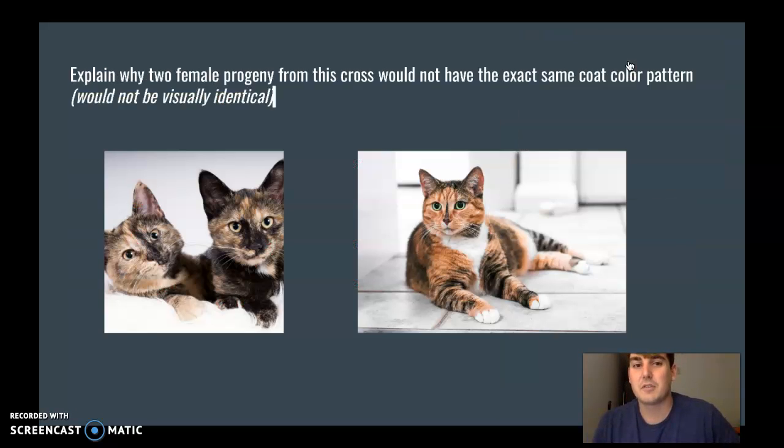2 female progeny from this cross would not have the exact same coat color pattern because male cats are typically either solid orange or yellow or solid black because they only have 1 X chromosome. But it is uncommon for female cats to receive 2 of the same alleles for fur color because they can receive 1 allele on 1 X from one parent and another color allele on their other X from their other parent. That's how you get different crosses and tortoiseshell compositions in different cats, and that's why a lot of female tortoiseshell cats look different. It only happens for female cats because they have 2 X chromosomes.